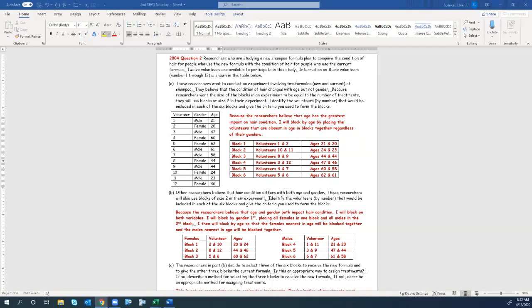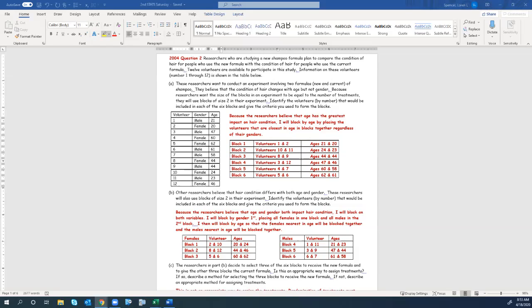Identify the volunteers by number that would be included in each of the 6 blocks, and give the criteria you use to form the blocks. Okay, so first off, they're saying, hey, you got 12 people, we want blocks of size 2. That means we're going to need 6 blocks. Well, how do you block? Well, you block on the variable that we believe is going to be most important or the greatest factor. And so in this case, they say that age has a significant impact, but gender doesn't. So since age has a significant impact, we're going to block by age.